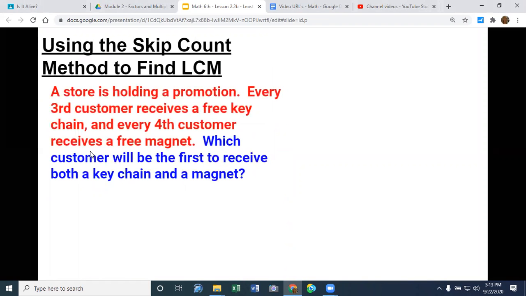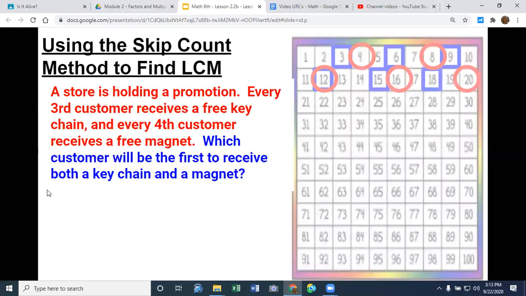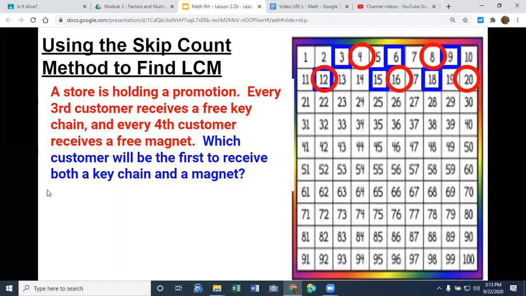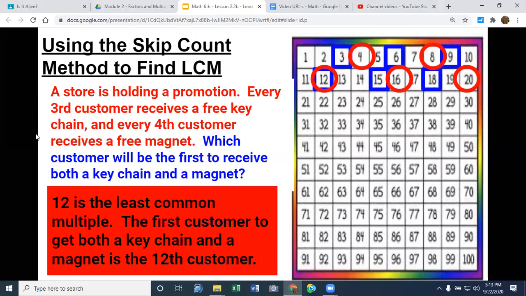Okay. Same word problem, but this is a new question. Which customer will be the first to receive both a keychain and a magnet? We only have to find the first match. Where's the first match? Exactly, it's 12, right? That's the first match. 12 is the least common multiple. The first customer to get both a keychain and a magnet is the 12th customer. Be careful to know what the question is asking you. Does it want all of them up to a certain number, or does it just want the first one, which is the least common multiple?